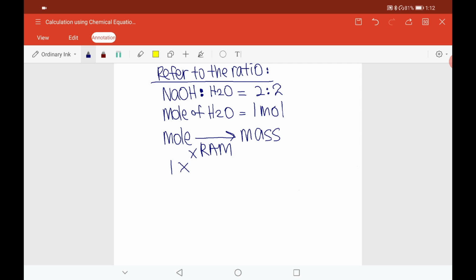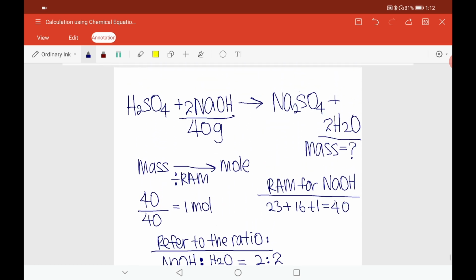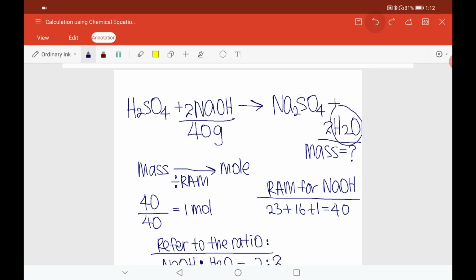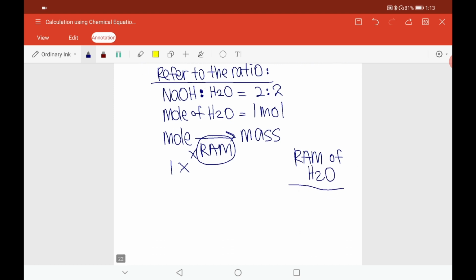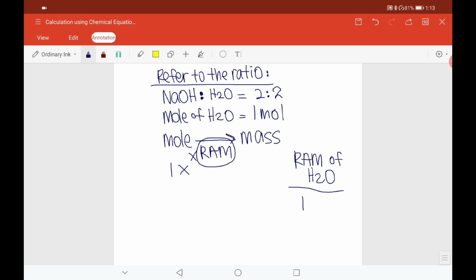So what is this RAM referring to? Since we are looking for the mass of the water, the RAM refers to the RAM of the water. So we have to write RAM of the water. When we find the RAM of water, we add together. Water has hydrogen. Hydrogen RAM is 1. We have 2 hydrogen, so multiplied by 2. Water also has oxygen, RAM is 16. So add together, 18. So 18 is the RAM of water.